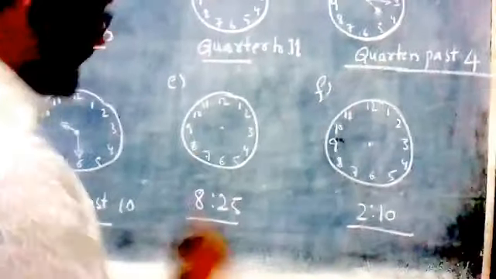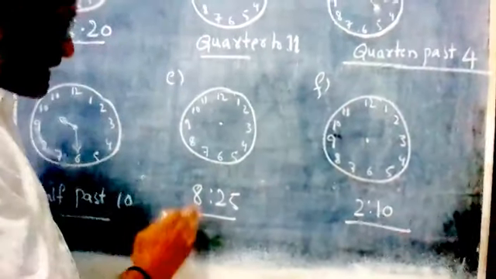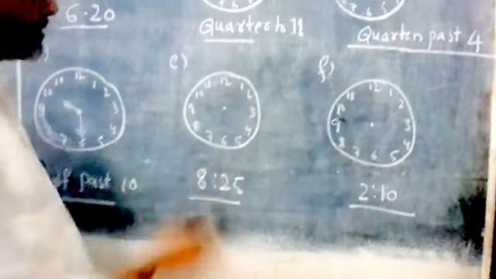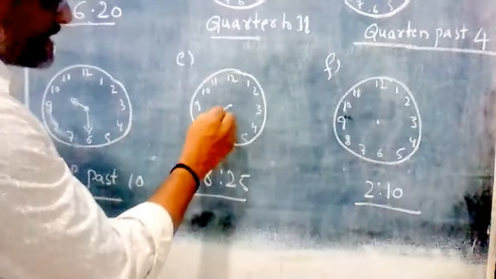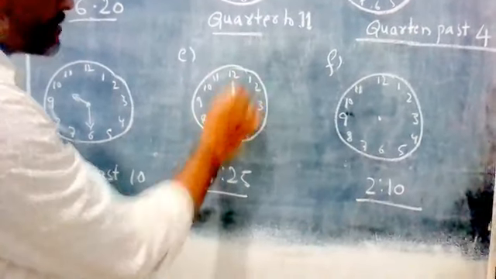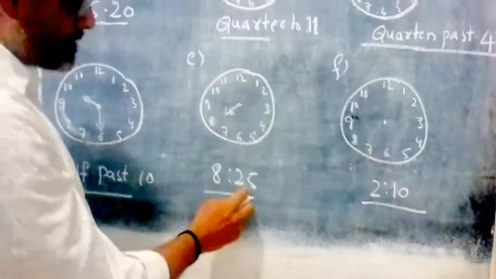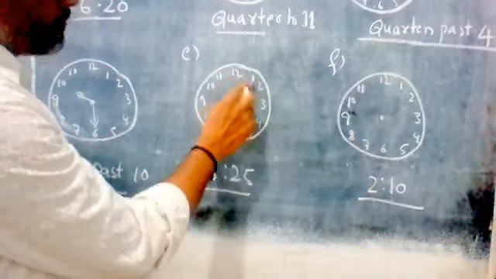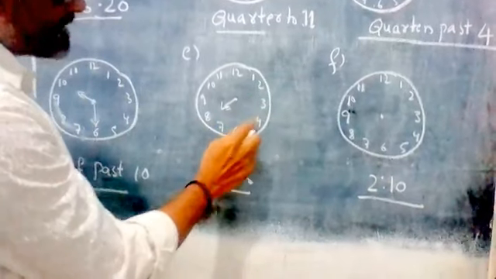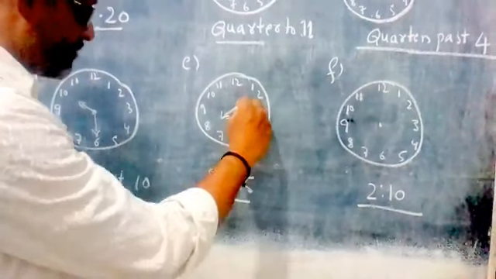Now we come to 8:25. It has already passed 25 minutes after 8. The short hand is on 8, which would be exactly 8 o'clock. Already 25 minutes have passed, so count here: 5 minutes, 10 minutes, 15, 20 and 25. The long hand should be on 5 here.